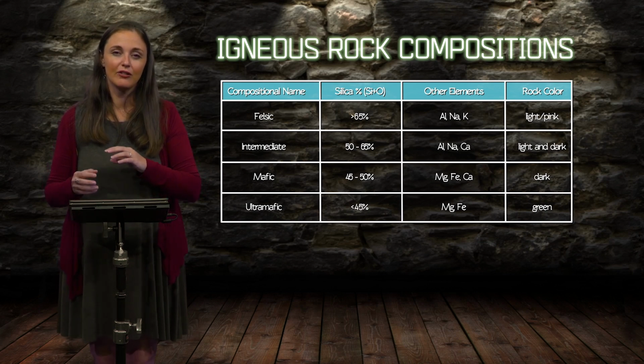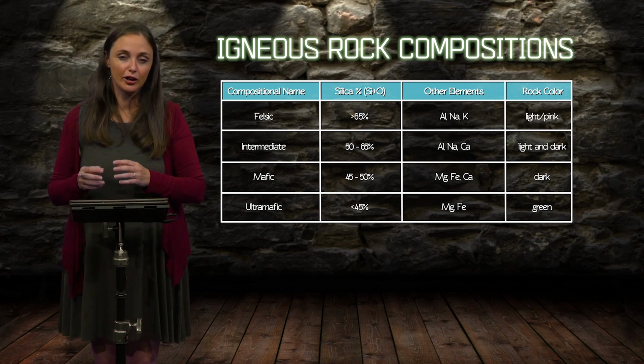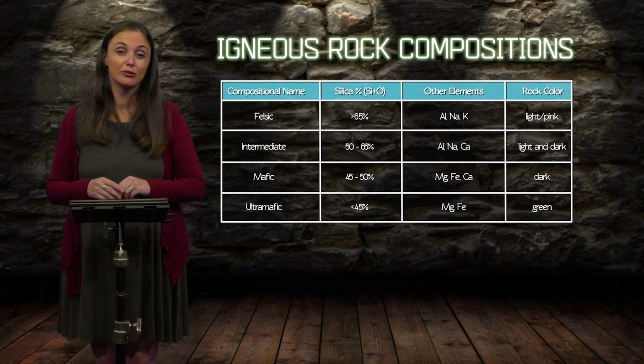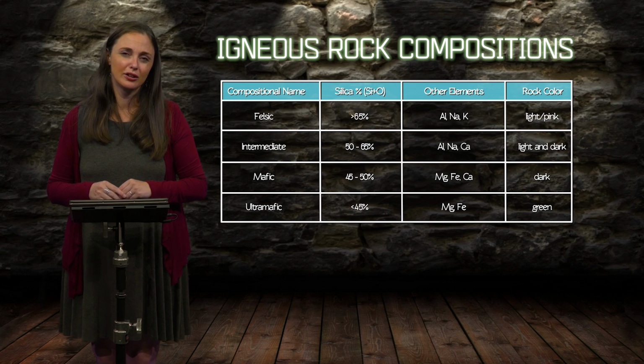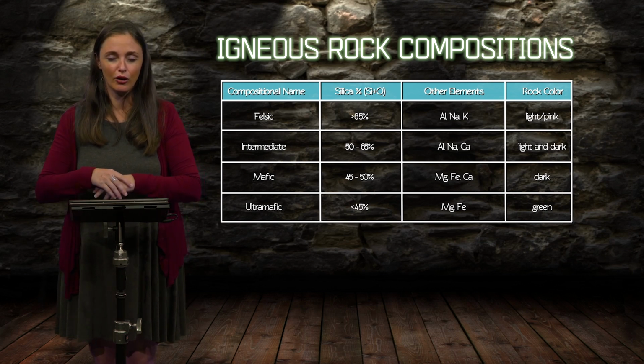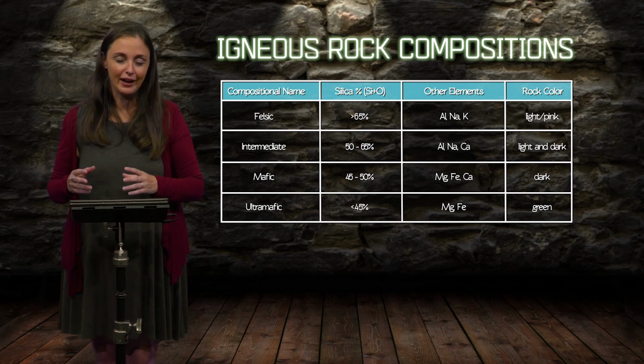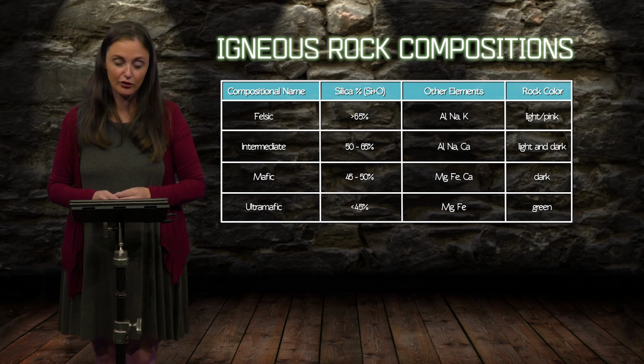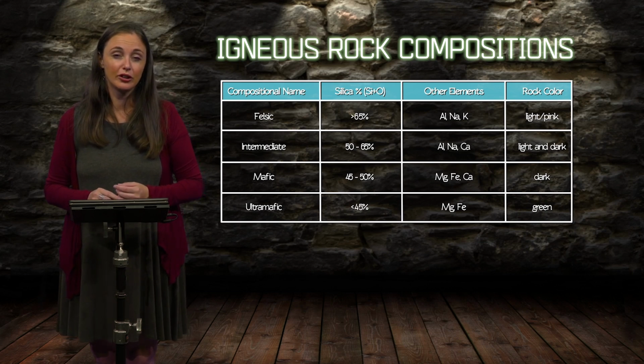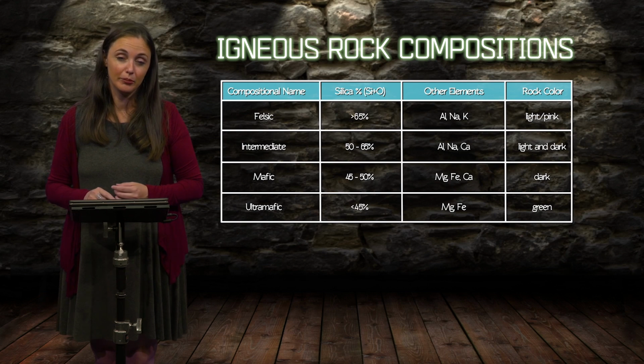Intermediate rocks typically have a combination of light and dark minerals. Mafic rocks have mainly much darker minerals, so these rocks are going to have the appearance of being almost entirely black. And then ultramafic rocks are often going to be green because of their iron composition.